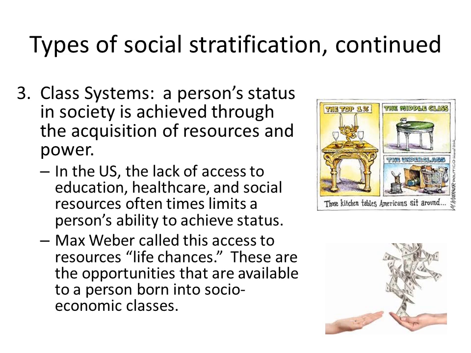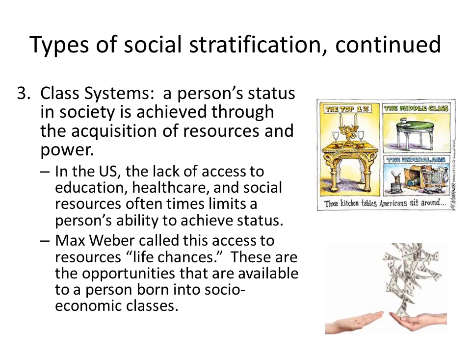Then we have class systems, which is what we have in the United States. A person's status in society is achieved through the acquisition of resources and power. In the United States, the lack of access to education, healthcare, and social resources often limits a person's ability to achieve status. Max Weber called this access to resources life chances. These are the opportunities that are available to a person born into socioeconomic classes.